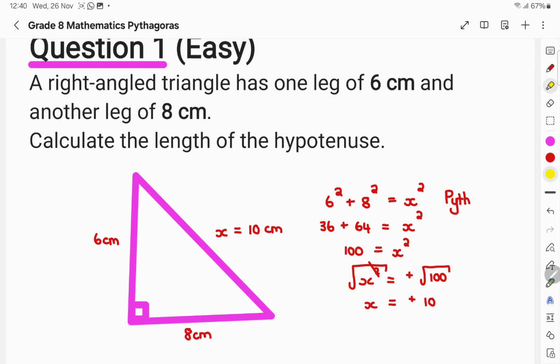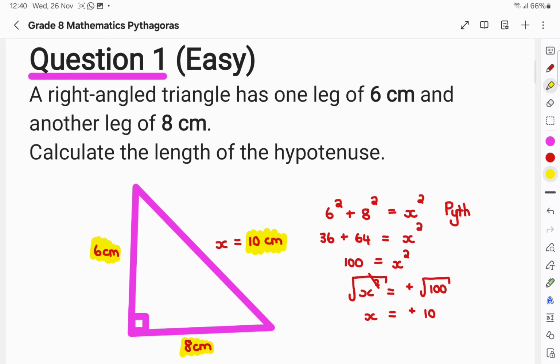So this is another triplet that I want you to try and remember. So if you've got one leg that's 6 and another one that's 8, then you know that your hypotenuse would be 10. And can you still remember the first one? 3, 4, 5. Okay, there we go. So let's move on to question 2 when you are ready.